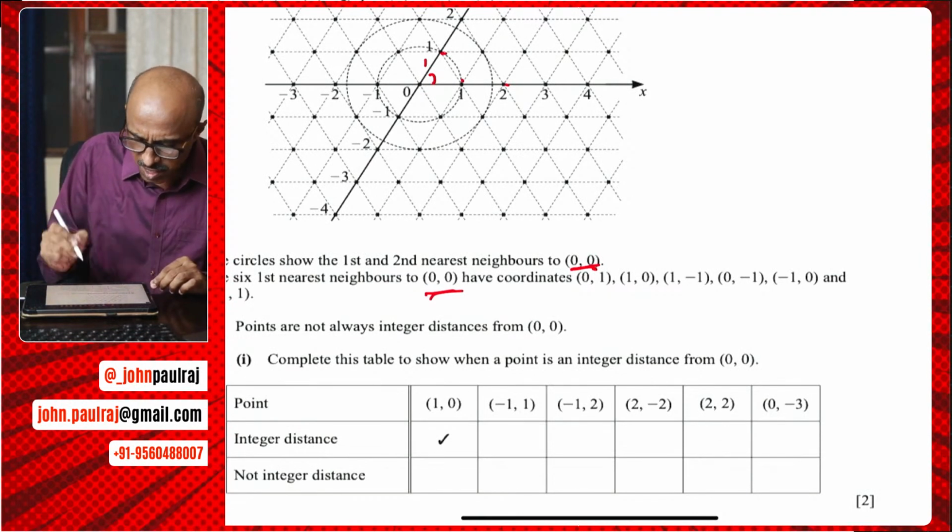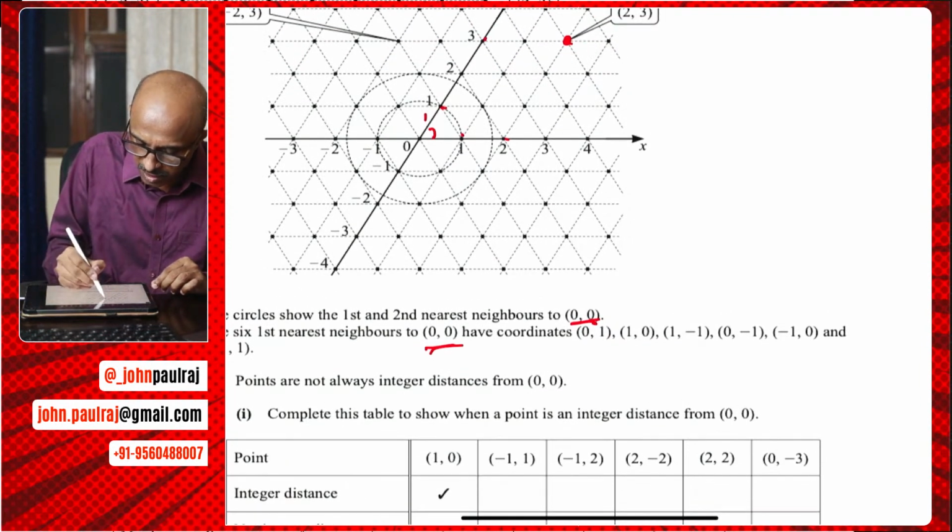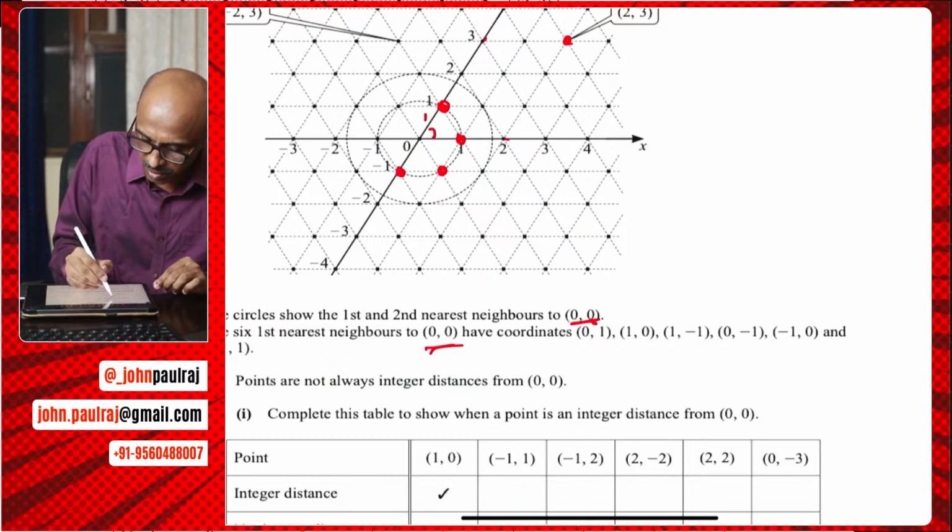The 6 first nearest neighbors to 0, 0 have coordinates 0, 1. Where is 0, 1? Sorry, not that one. 0, 1 is this one, because 0 should be the x. 1, 0 is this one. And then 1, negative 1 is this one. That's again on the first circle, you can see. Then 0, negative 1, that's this one. And negative 1, 0, that should be this one.